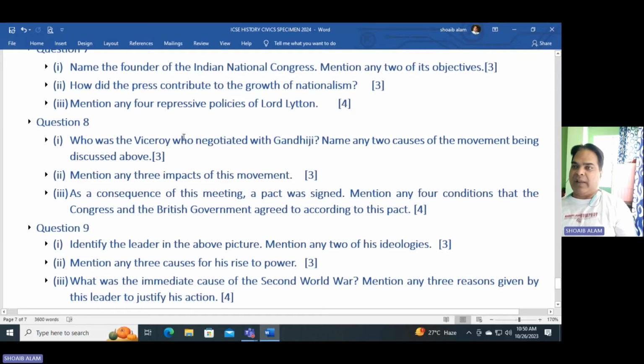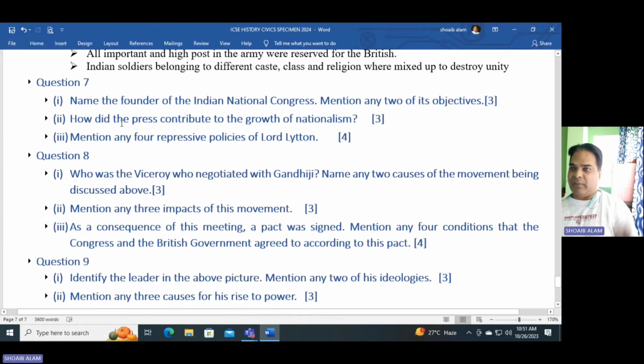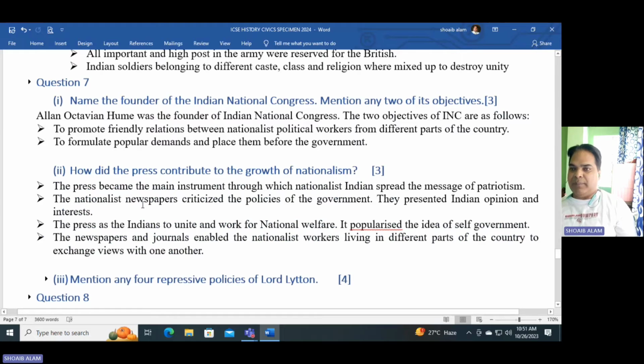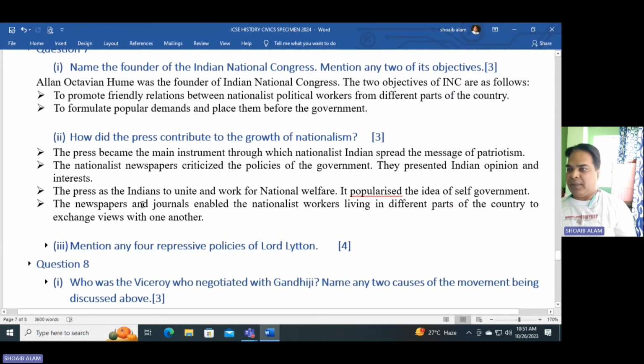Name the founder of Indian National Congress. Mention any two of its objectives. Let us see. Allan Octavian Hume was the founder. Two objectives: to promote friendly relations and to formulate popular demands. Okay. Number 2. How did the press contribute to the growth of nationalism?